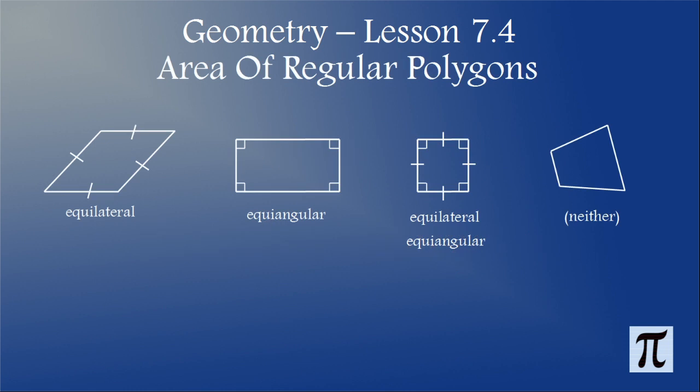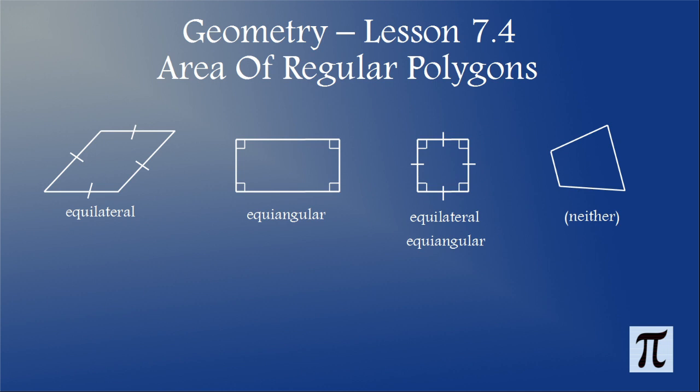We can classify polygons a couple different ways. In this first example, it is equilateral. This first shape has four sides that are all the same length. That means it is equilateral. In the second example, this rectangle is equiangular. All four angles are the same. In this case, we have four right angles.